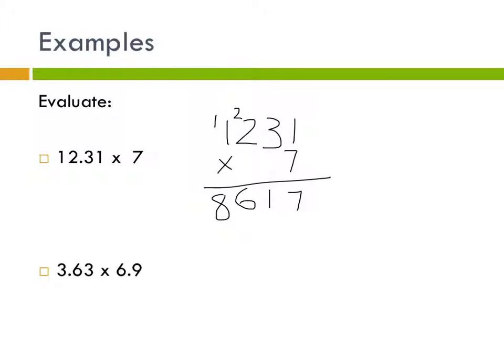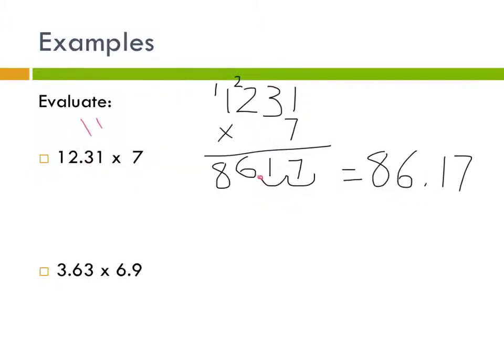I know that's not the answer, I know I need to put my decimal point in. I have 2 decimal places in my question, and 7 was a whole number, so there were none there. 2 decimal places in my question must mean I need to put 2 decimal places in my answer. So I need to go 1, 2 from the right. Always remember starting from the right. So my answer becomes 86.17.